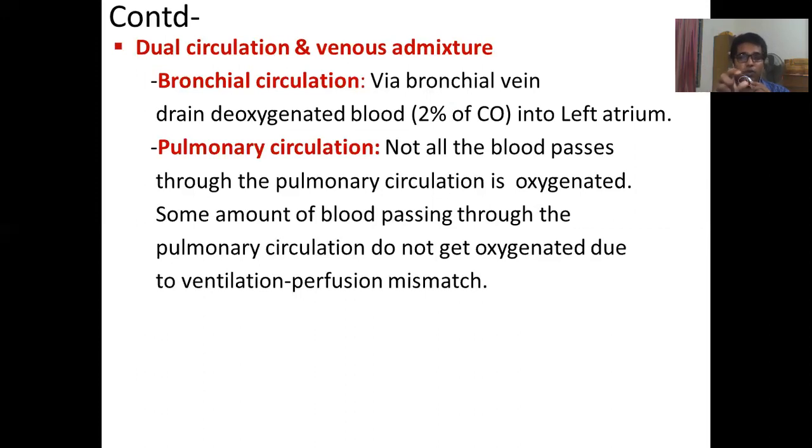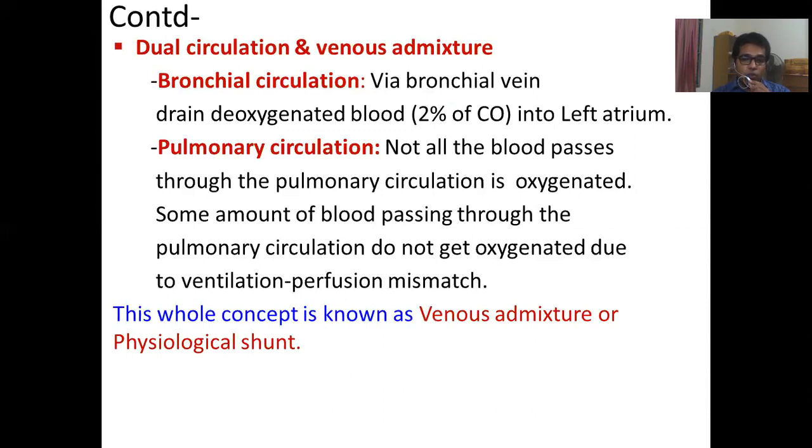So these are the two important factors that contribute to the development of this physiological shunt. This is normally present in healthy individuals. This is not pathological. Okay. So this whole concept is known as venous admixture or physiological shunt. Okay. But I will give another lecture on physiological shunt. For now, you should remember this is a special or peculiar characteristic of pulmonary circulation.